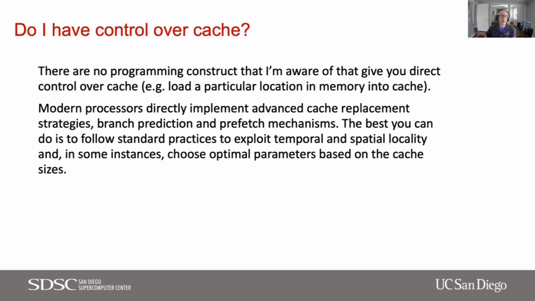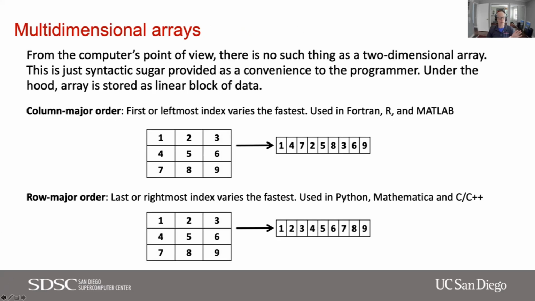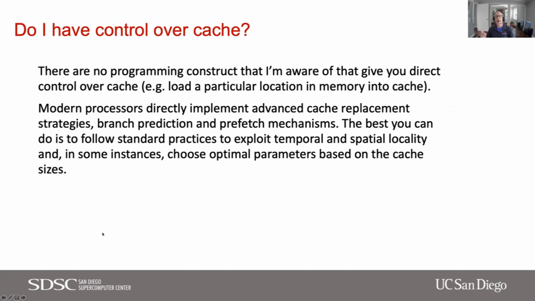Now, one of the questions that often comes up at this point in the talk is, do I have control over cache? So, for example, can I say I want to load a particular memory location into cache? You don't. Modern processors directly implement advanced cache replacement strategies. They do branch prediction, they do the prefetch. You don't have control over that.